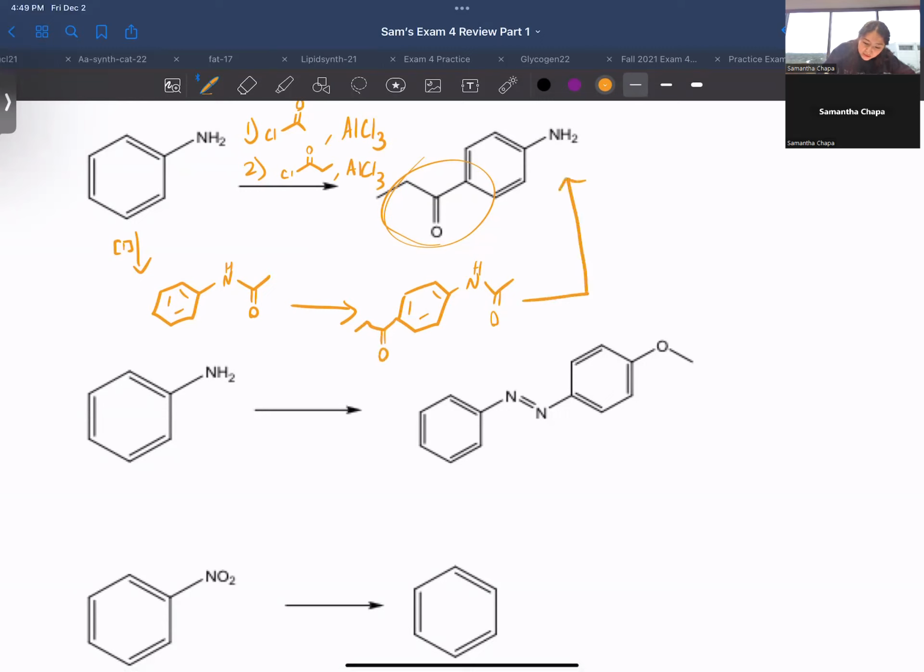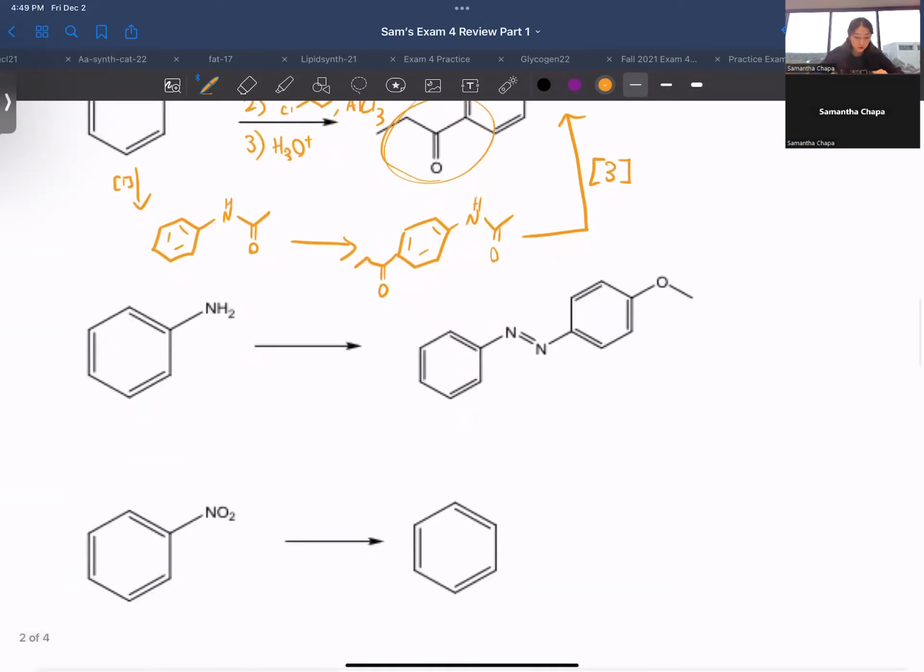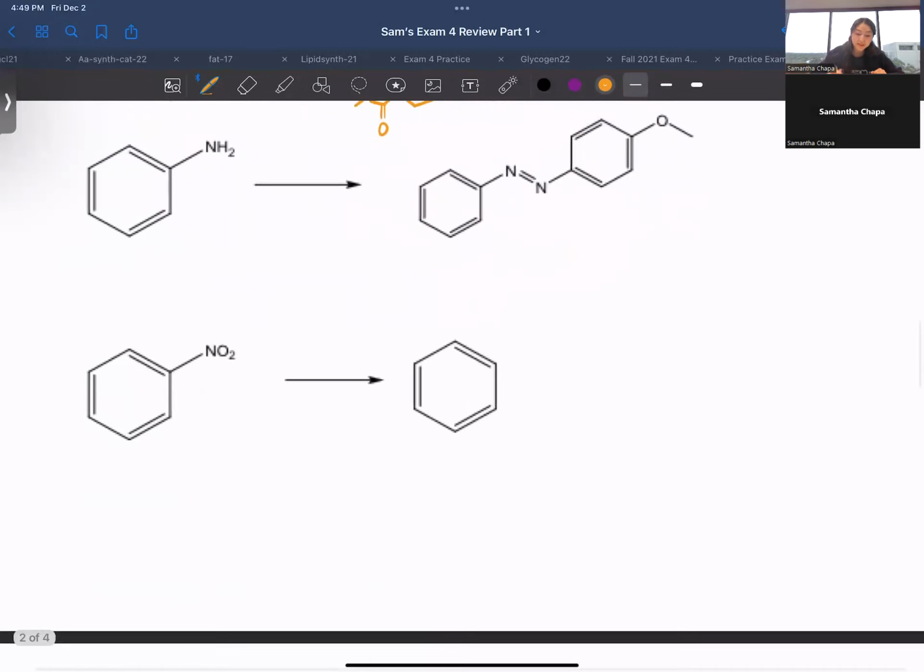So for the last reaction, the only thing that's different between these two is I have an acyl group, an amide right here, and an amine in the other one. So all I'm going to do is hydrolyze to get the protecting group off. H3O plus, as we usually remove protecting groups. Cool. I'm going to do this next one.